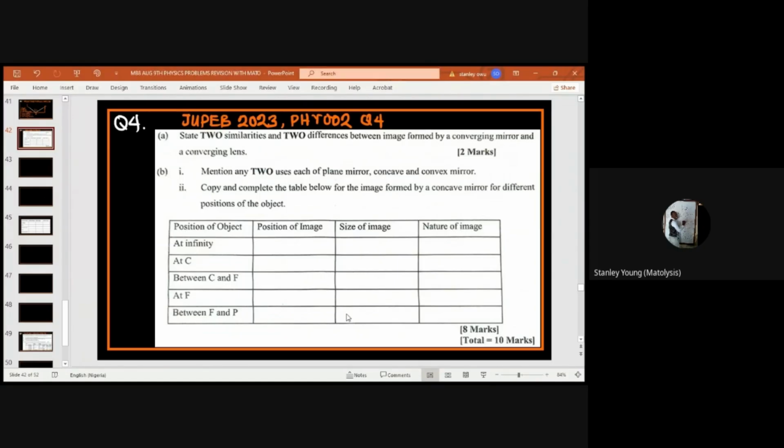Question 4. This is JUPEB 2023, PHY 002. Question 4. State two similarities and two differences between images formed by a converging mirror and a converging lens. I'll take that again. For A, state two similarities and two differences between images formed by a converging mirror and a converging lens.